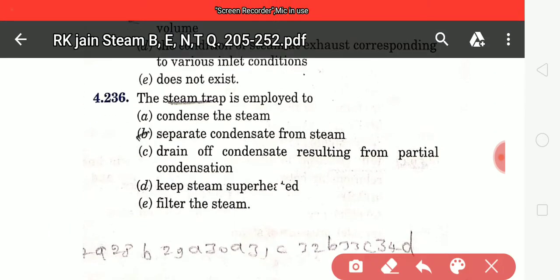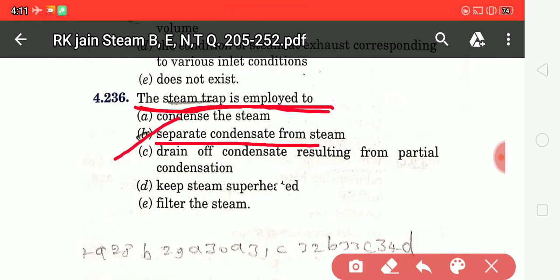Next, the steam trap is employed to separate condensate from steam.